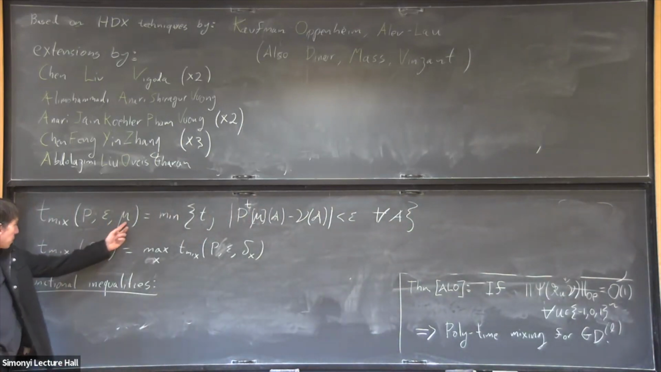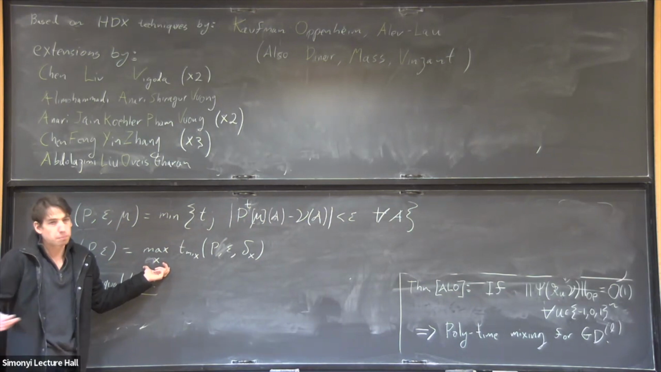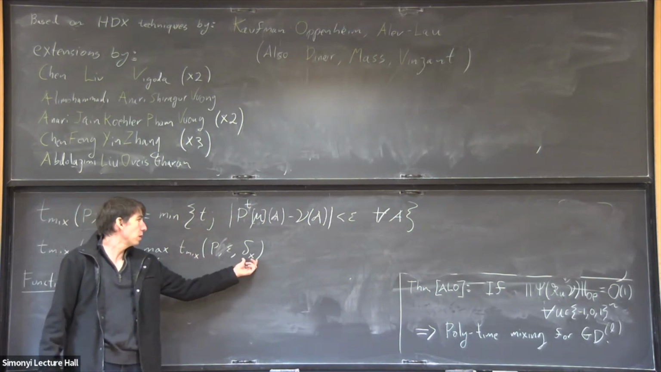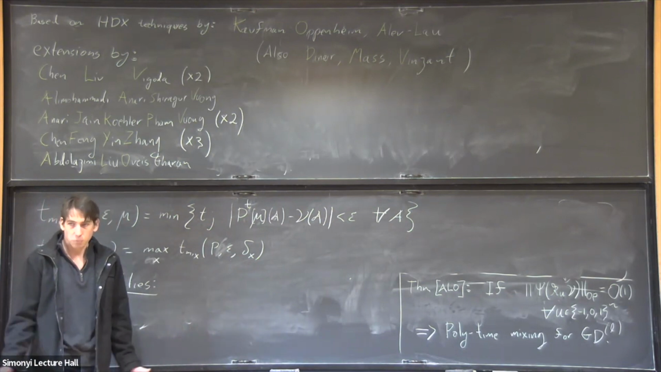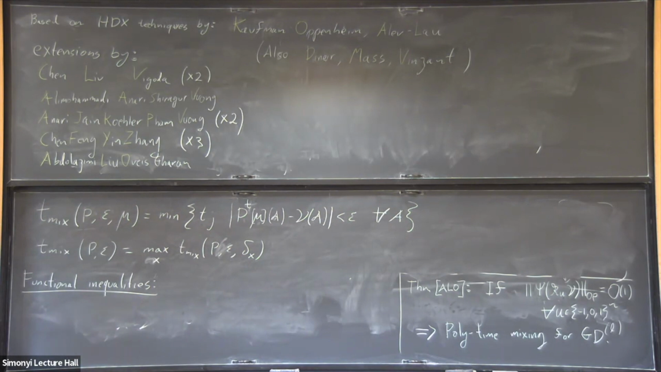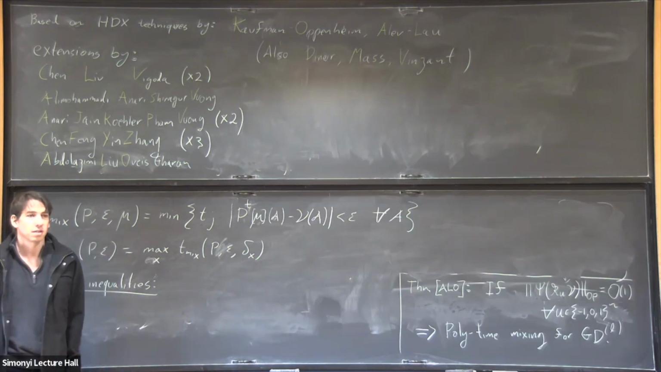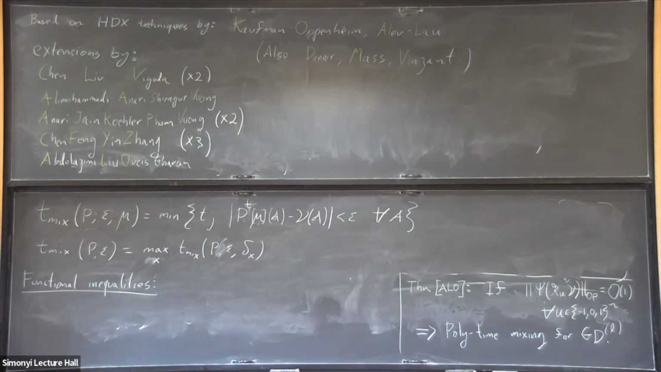And T-mix without this mu here is just taking the worst possible starting point. I start from somewhere, and I want to understand what's the T-mix where this measure is taken to be the delta measure at this point. So take the worst starting point, how many steps do you need in order to get a small total variation? There are two main techniques to give bounds on this. One is by some coupling arguments. The second is via functional inequalities.